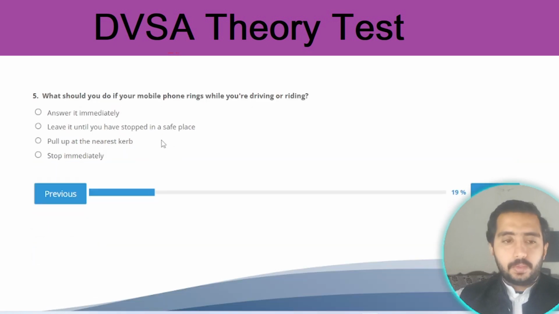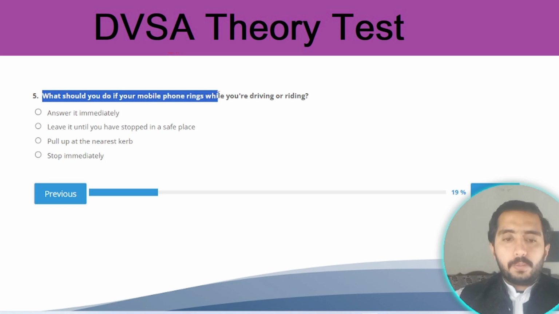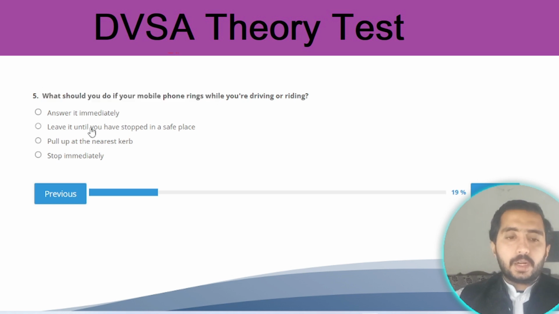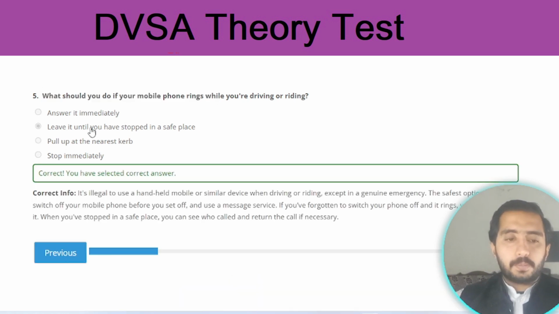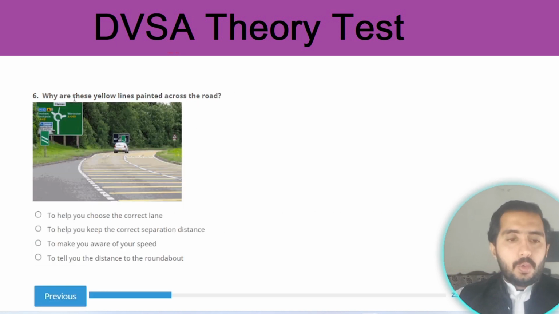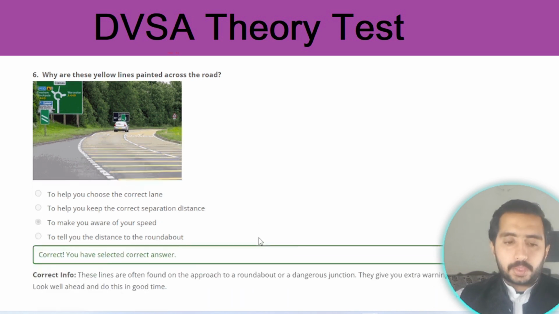Next question. Our question number 5 is, what should you do if your mobile phone rings while you are driving or while you are riding? The correct option is leave it until you have stopped in a safe place. Option B is the correct option. Next one. Question number 6. Why are these yellow lines painted across the road? The correct option is to make you aware of your speed. Option C is the correct option.